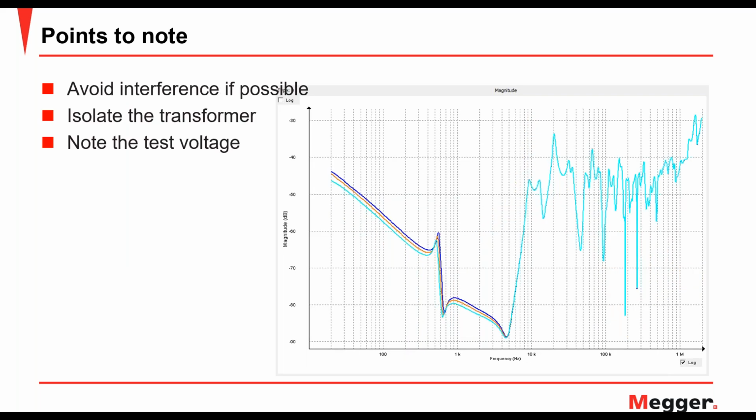This is a test which is very sensitive. The magnitude of the input signal is low. The magnitude of the response signal is even lower. This test is done over a wide frequency range. You want to make sure that interference from proximity to high voltage equipment doesn't exist.